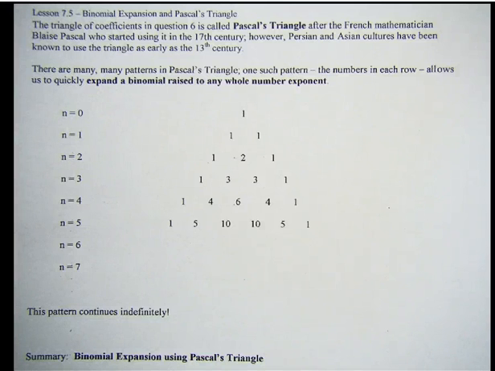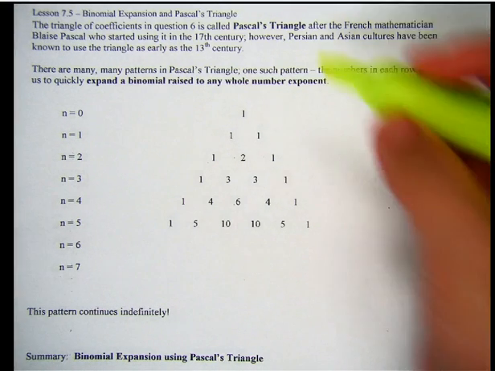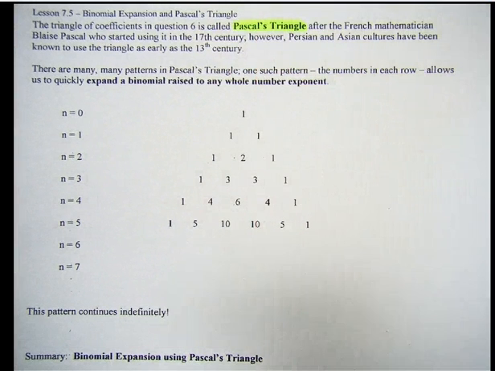We're at the top of page 3. The triangle that you created on page 2 with the coefficients, that is what we call Pascal's triangle. It's named after the French mathematician Blaise Pascal. He started using it in the 17th century for some very lovely patterns. But actually, Persian and Asian cultures have been known to use it since the early 13th century-ish, around there. That's on the internet if you want to look it up some more.